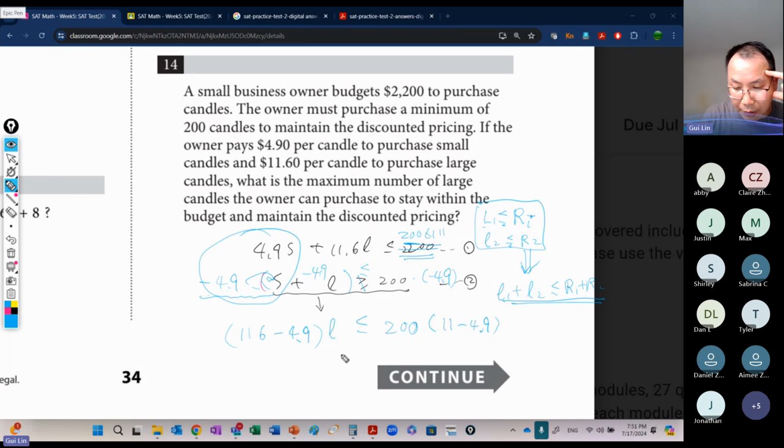So right now you can see this part here is 6.1, right? And this one is 6.7, right? So for L, divide both sides by 6.7.